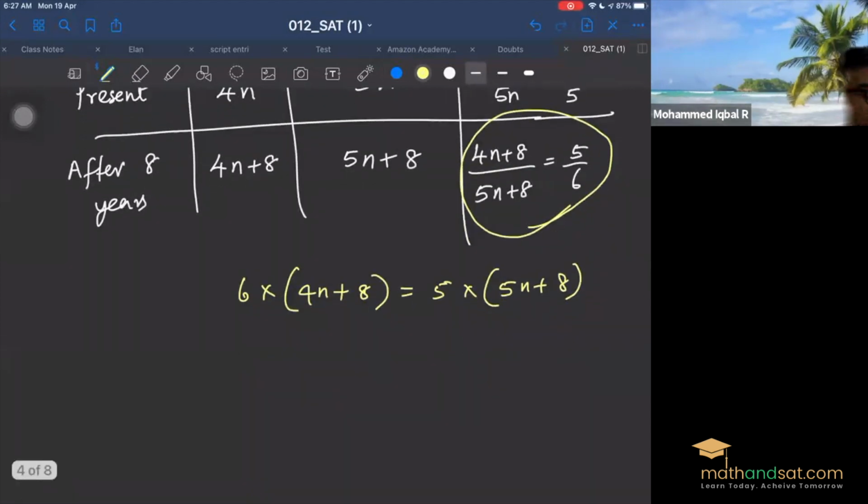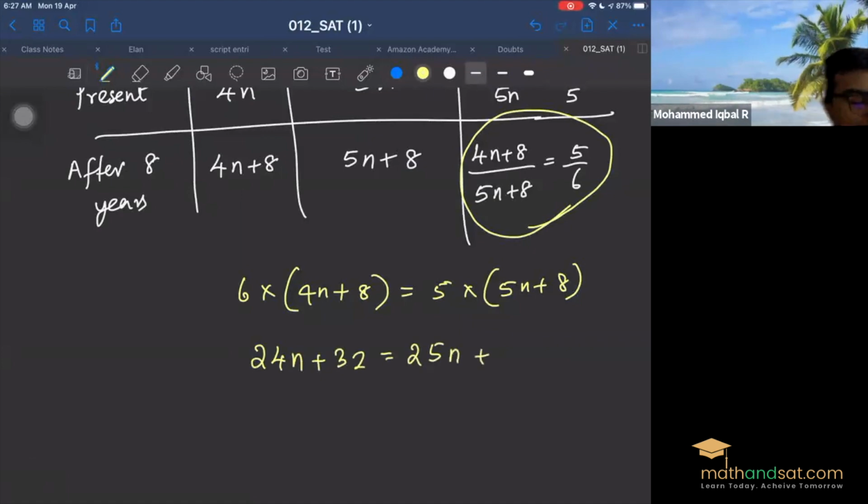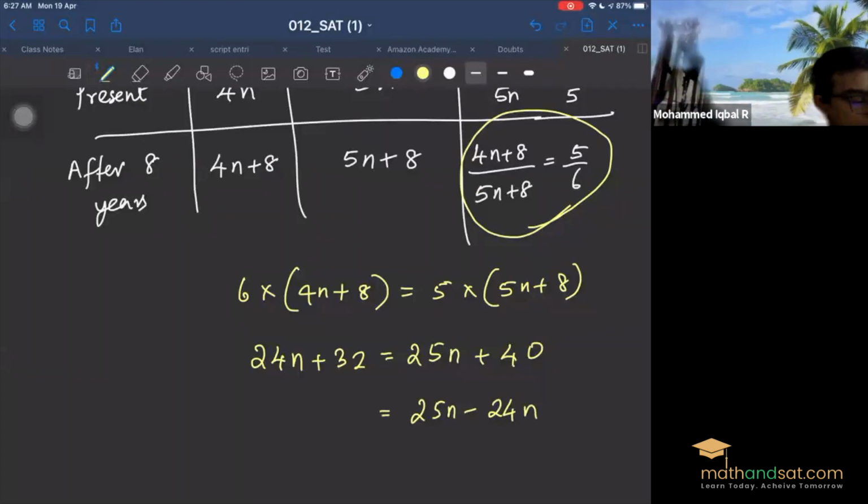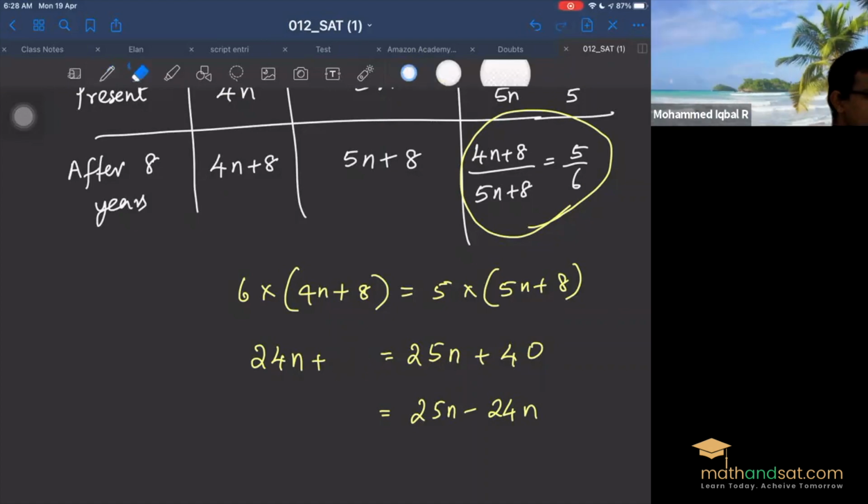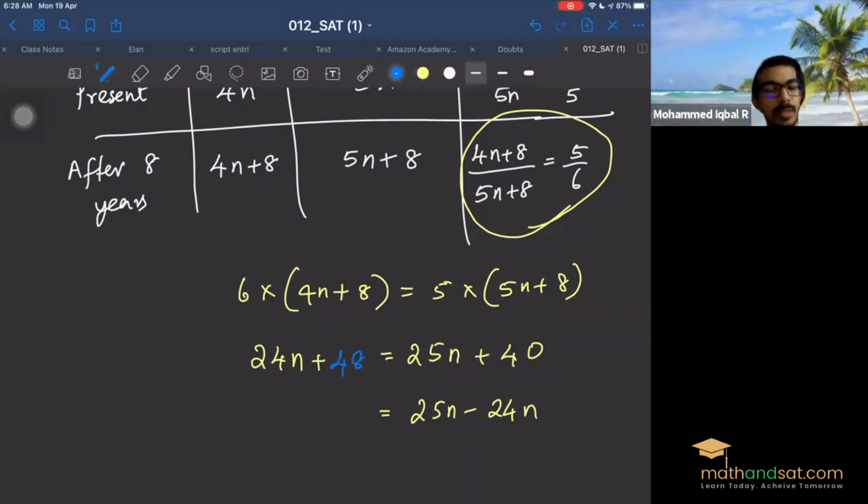So we have 24 times n plus 32 is equal to 25 times n plus 5 times 8 is 40. So 25n minus 24n is going to be, oh, did we make a mistake? No, this is not 32. Okay, I made a mistake here. 6 times 8 is 48. Okay, please note the correction.